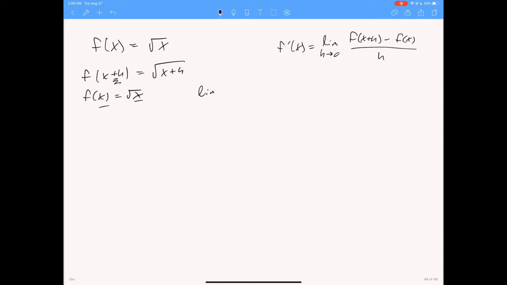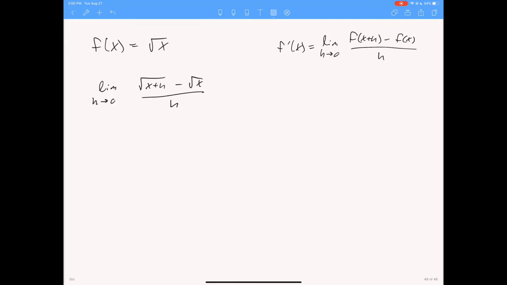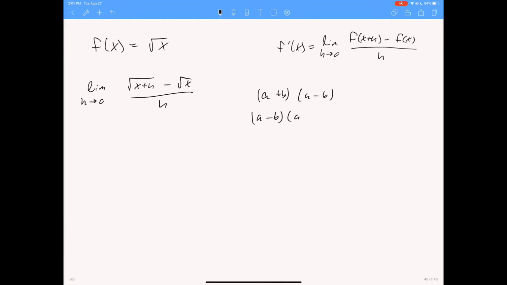So it'll be the limit as h approaches 0 of f of x plus h minus f of x over h. Now it doesn't seem like we can do much, but we can actually multiply by the conjugate. And I'll explain that real quick if you don't know what that is. If you have a plus b, our conjugate will be a minus b. And vice versa. If you have a minus b, our conjugate is a plus b.